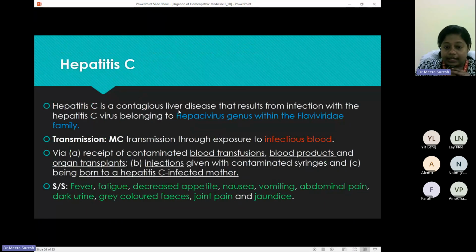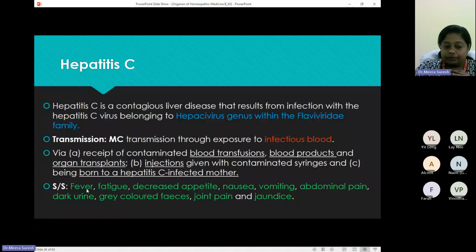Hepatitis C is caused by the hepatitis C virus belonging to the Hepacivirus genus within the Flaviviridae family. Here also the transmission mainly occurs through blood or parenteral transfusion. So blood transfusion, blood products, organ transplants, injections, a baby being born to a hepatitis C infected mother, they all have the chances of developing hepatitis C. And you can remember hepatitis C leads to more chronic conditions. More than hepatitis B, hepatitis C leads to chronic hepatitis. So you can connect C to chronicity.